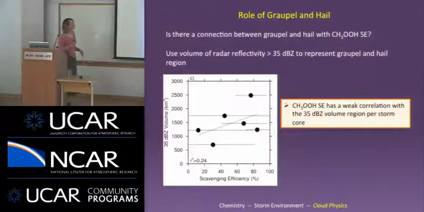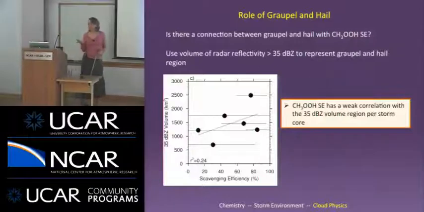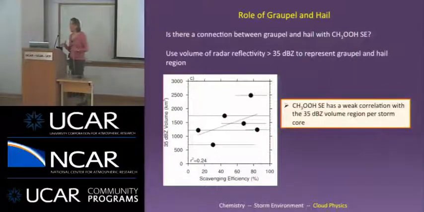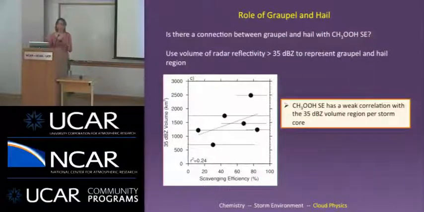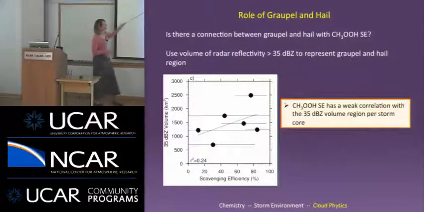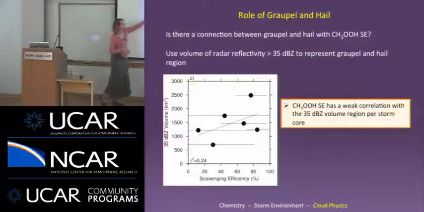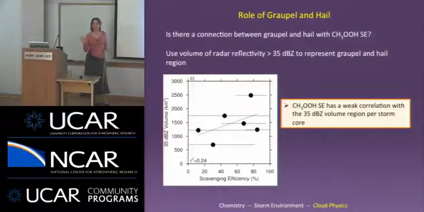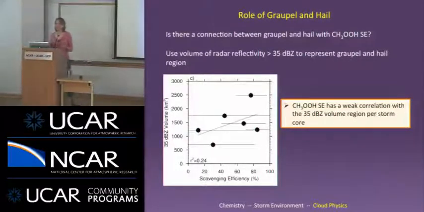So just to follow up a little bit more about Grapple and Hill, I was curious if we could see something in the observations. The one way that I thought I could do this was looking to see if there's a connection between the size of the Grapple or Hill region and the scavenging efficiency. What I'm actually using is the radar reflectivity volume that's greater than 35 dBz, using that criterion as a way to represent the Grapple and Hill region.